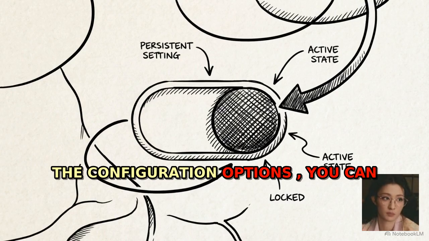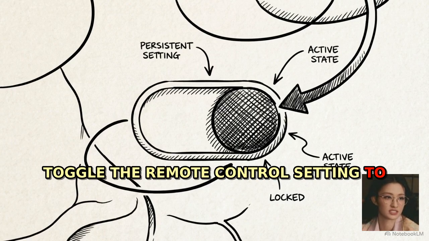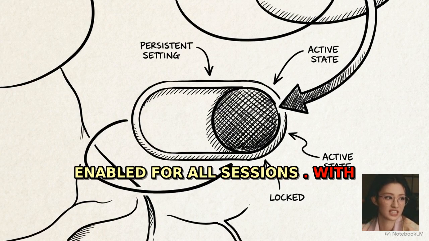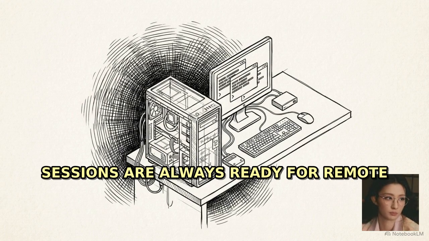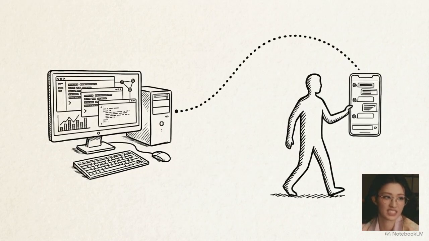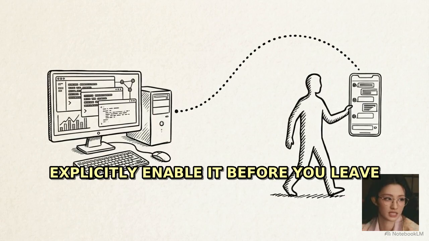To eliminate this manual setup for future sessions, you can update your global configuration by typing /config. Within the configuration options, you can toggle the remote control setting to Enabled for all sessions. With this default active, your coding sessions are always ready for remote access, removing the need to explicitly enable it before you leave your workstation.